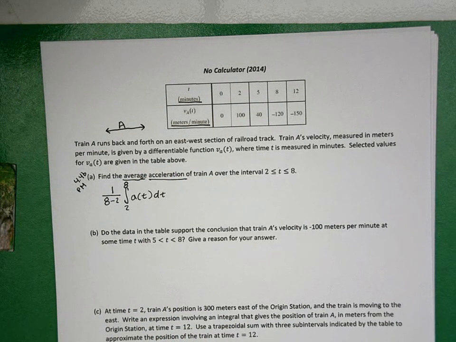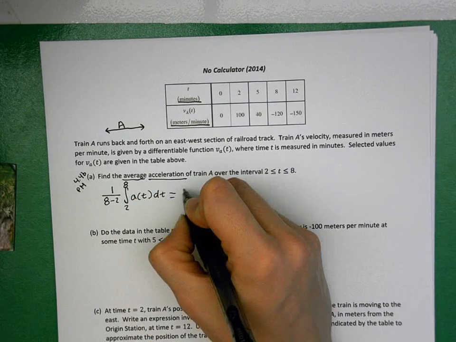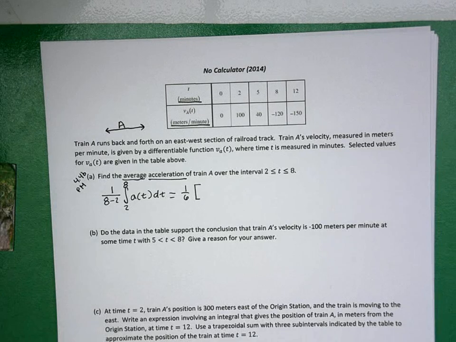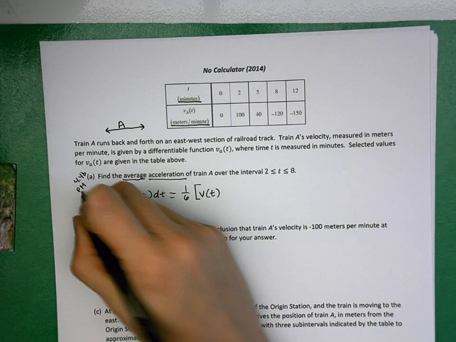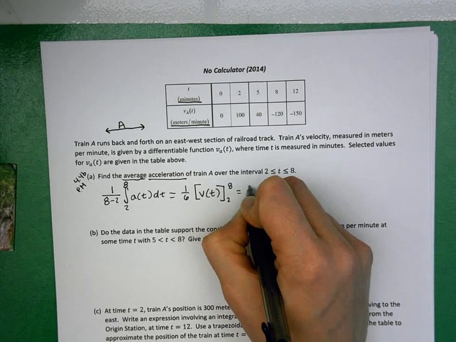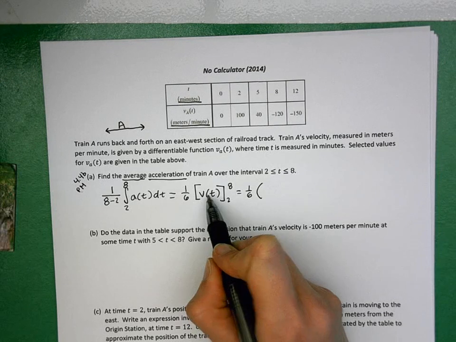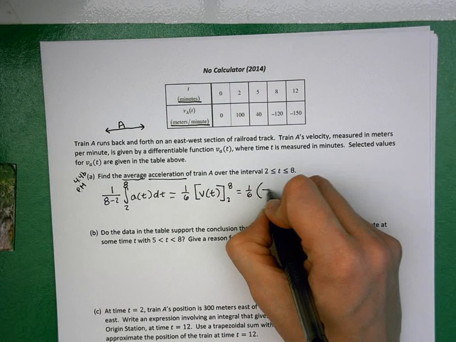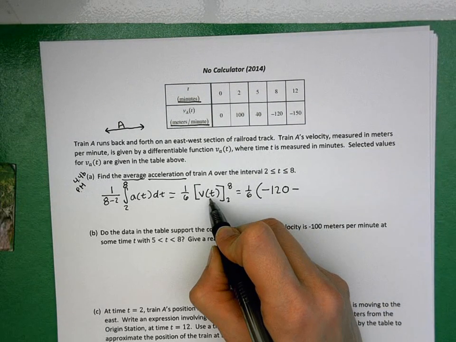So 1 over 8 minus 2 is 1/6. The integral of acceleration is velocity. That's definitely from your particle motion notes. And then plugging in your upper, we have velocity of 8, v of 8, which is here. V of 8 is negative 120. Minus, plugging in my lower, v of 2, which is 100.